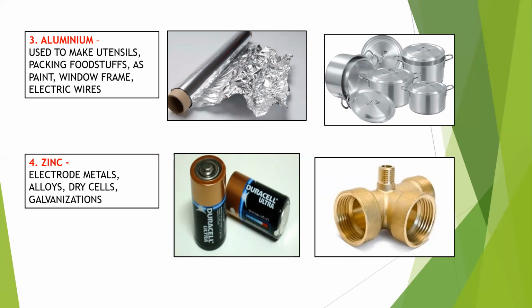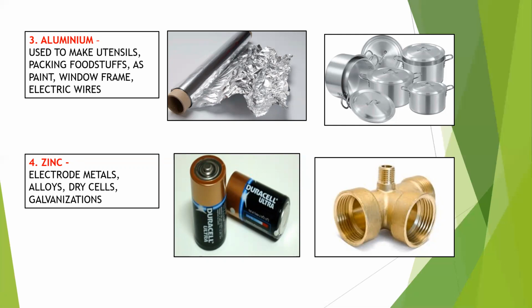Aluminium, as a substitute for copper, is used to make electric cables and wires because it is cheaper. That means copper is comparatively costly, whereas aluminium is cheaper. Therefore, we generally make wires with this aluminium. It is used in making utensils, cans for drinks, furniture, window frames, etc.